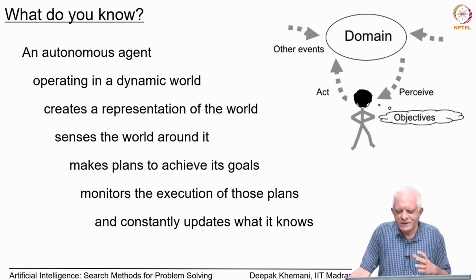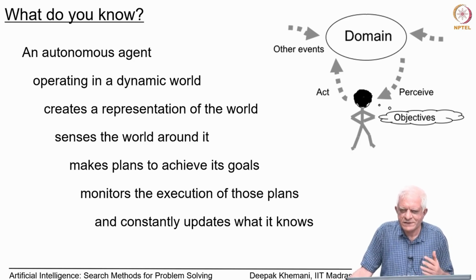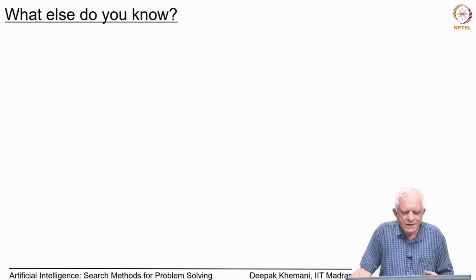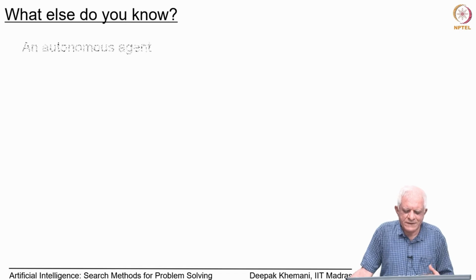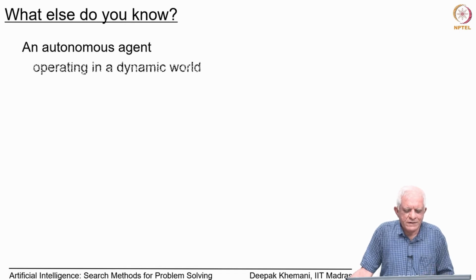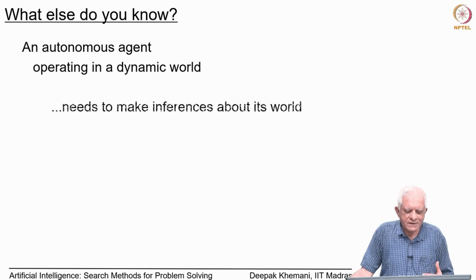But in the real world, you will have to keep track of, be aware of what is happening around you, and that is an important part of being an intelligent agent. You have to create a representation of the world around you and keep updating it. So, apart from what you know about the world, what is also important is what else you know about the world, and we can express it as follows: an autonomous agent operating in a dynamic world needs to make inferences about its world.